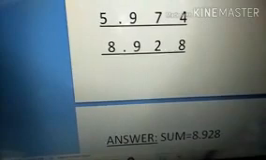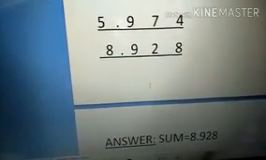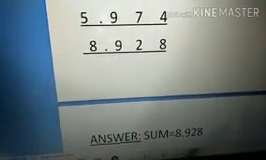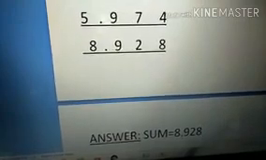So our answer is 8.928. So the answer, sum is equal to, why do we put sum? Because this is addition. So sum is equal to 8.928.